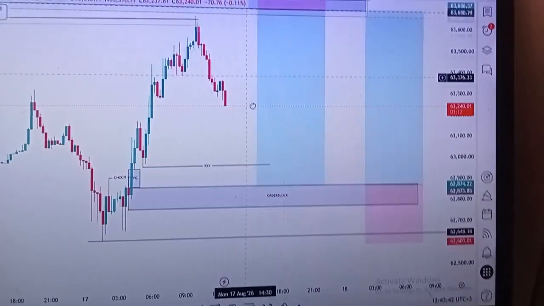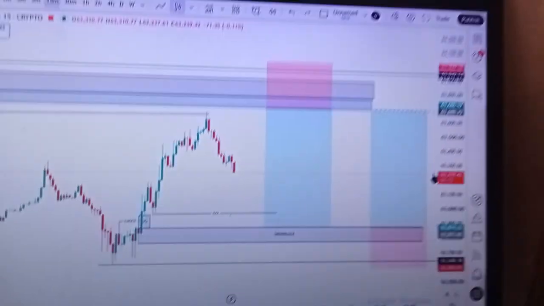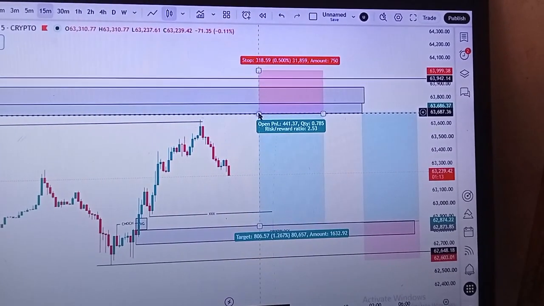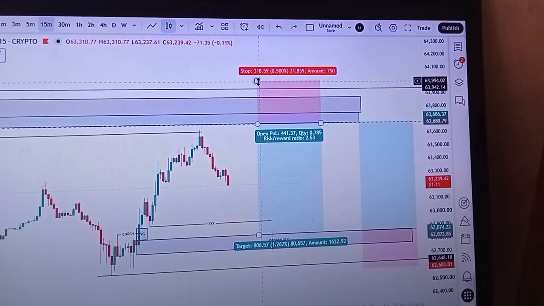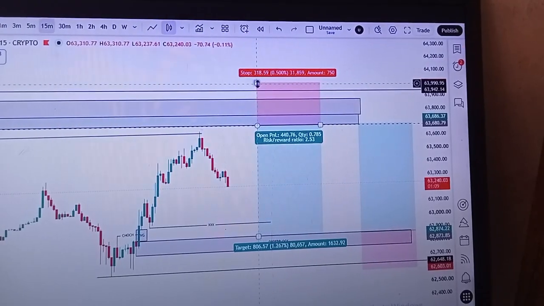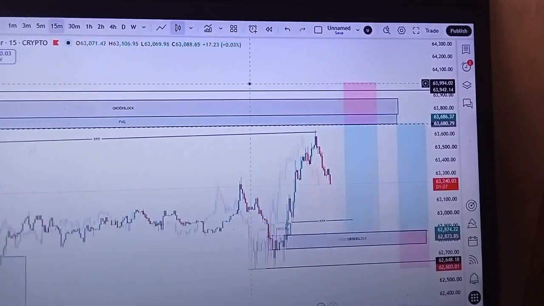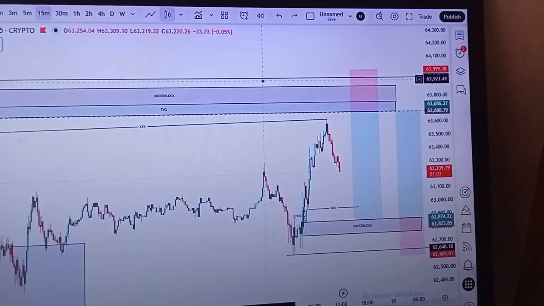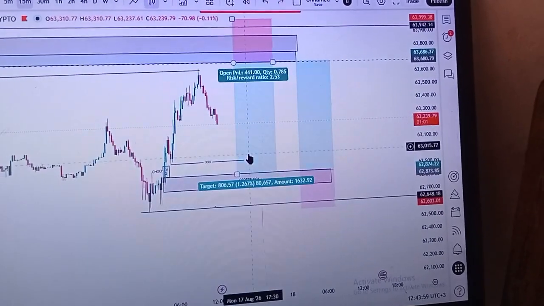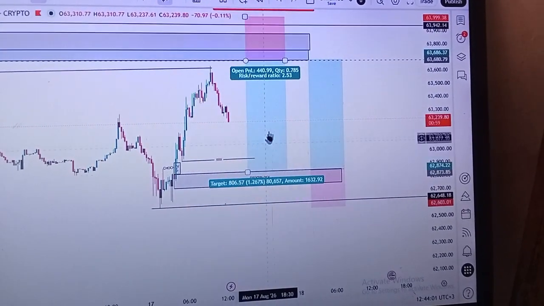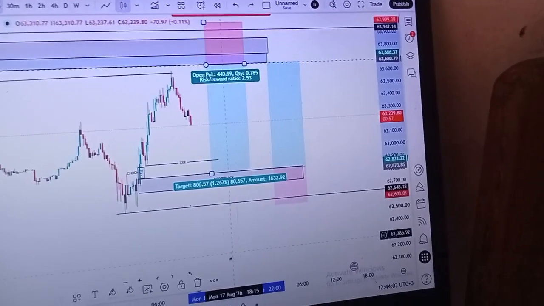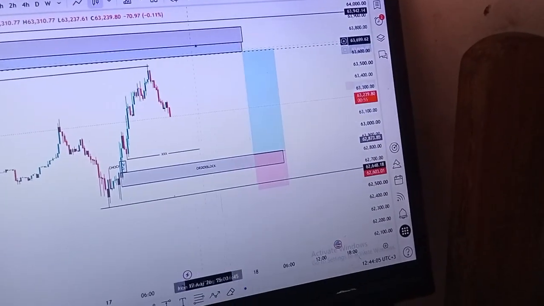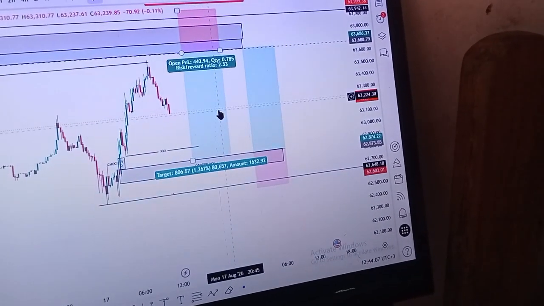For this upper one I'm going to enter on the FVG right here. Then my SL will be above the high, which is there. This high is right here, my SL is above it. So my TP will be this next order block. Yeah, so let me first hide this one so that I can explain the next setup.